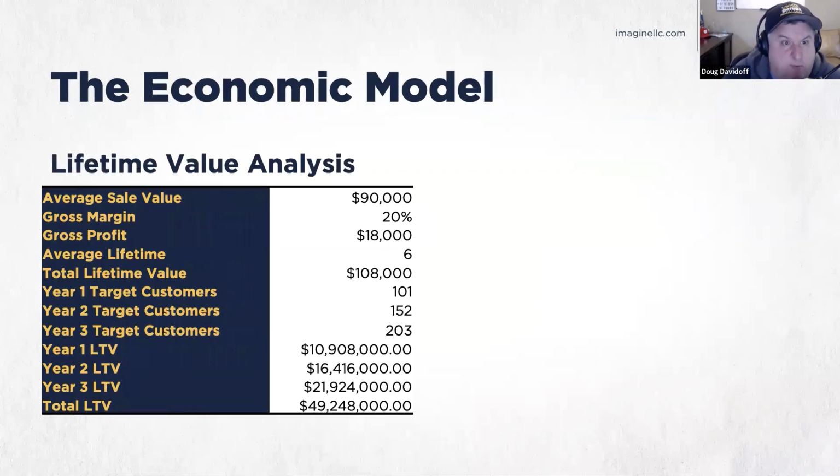You need to understand what the economic model is, right? So that lifetime analysis: here's our $90,000 average sale at a 20% gross margin. In this case, we've got a 6-year average lifetime, so that's going to be about a 17, 18% churn. That means every customer we get is worth $108,000. So that customer is an asset that's going to produce $108,000 of gross profit.